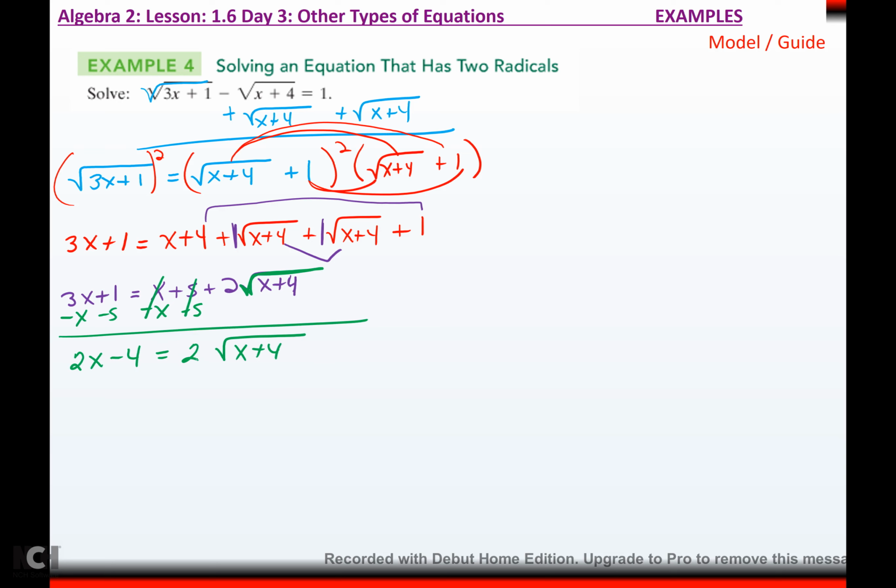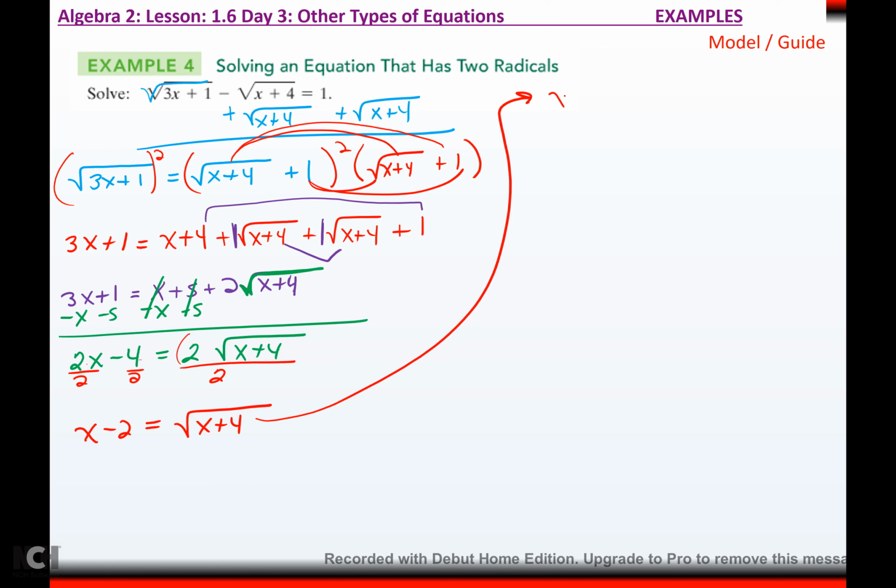Okay? Now, you could actually eliminate now once you have just everything but something touching. Or because these two are divisible by 2, I'll go ahead and eliminate the 2. But if 2 didn't divide evenly into this, I would go ahead and square both sides right now. You just have to square the 2 also. But it works. So I get x minus 2 equals the square root of x plus 4. Okay, I'm going to write that up here. So now I have x minus 2 equals the square root of x plus 4.